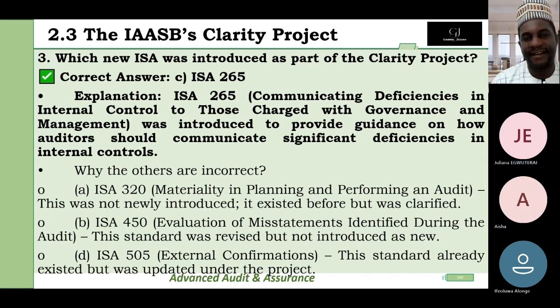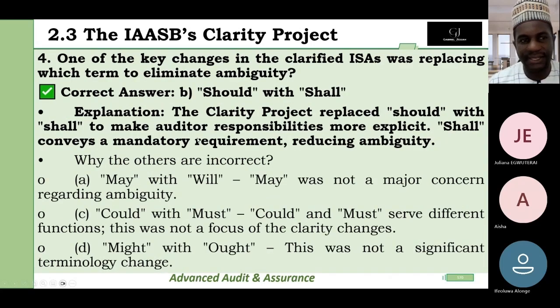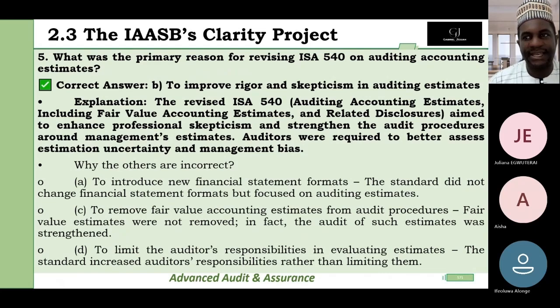Okay. So that's ISA 265. So don't mind you fail this one. It's not applicable to the exams. All right. This I think is applicable.